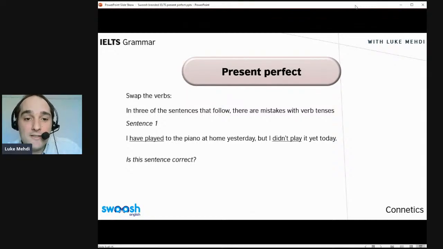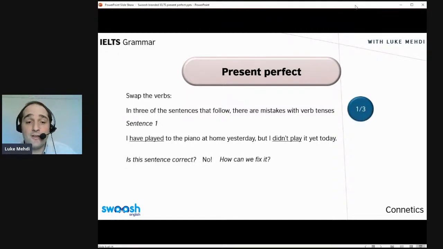I played to the piano at home yesterday, but I didn't play it yet today. Is that sentence correct? What do we think? Yes or no? Just pop in the comments if this is correct use of the present perfect. What do you think? I've played the piano at home yesterday, but I didn't play it yet today. This sentence, unfortunately, is incorrect.